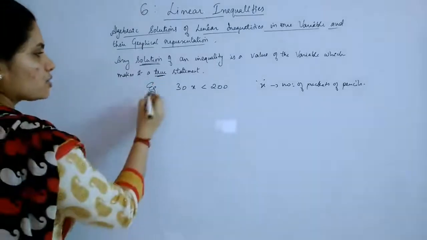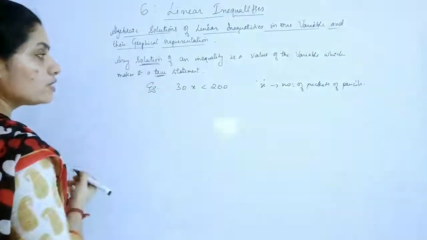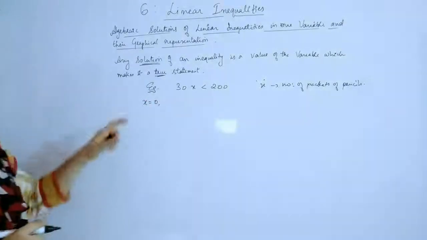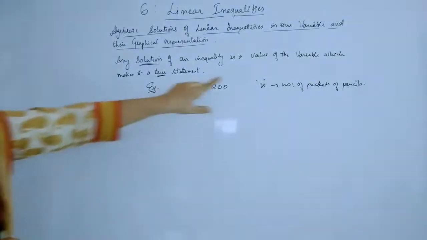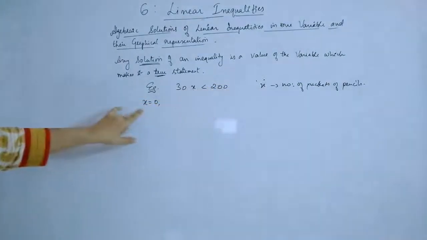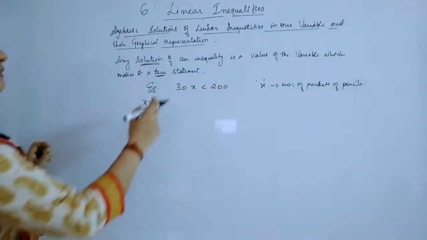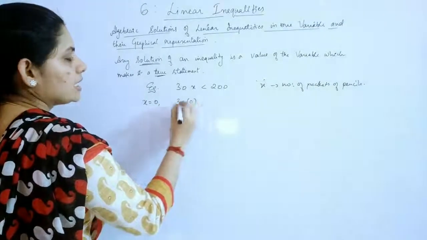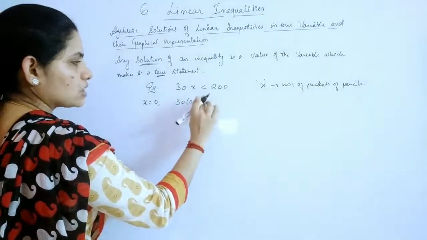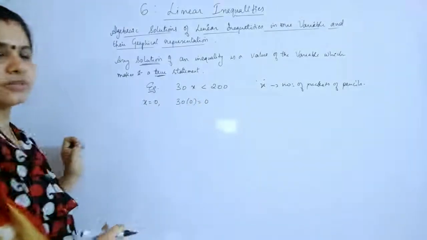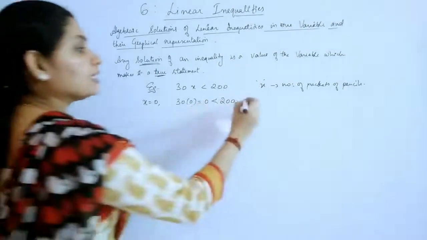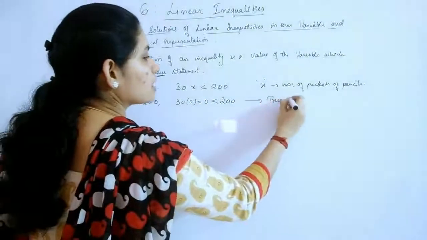For that we have to check what a true statement is. Now I'll show you how to check for a true statement. Suppose I take x as 0. I am not starting with negative numbers because x is the number of packets of something, so I start with x equal to 0. Replacing it on the left-hand side gives 30 into 0, which is 0, and 0 is less than 200. So this gives a true statement.